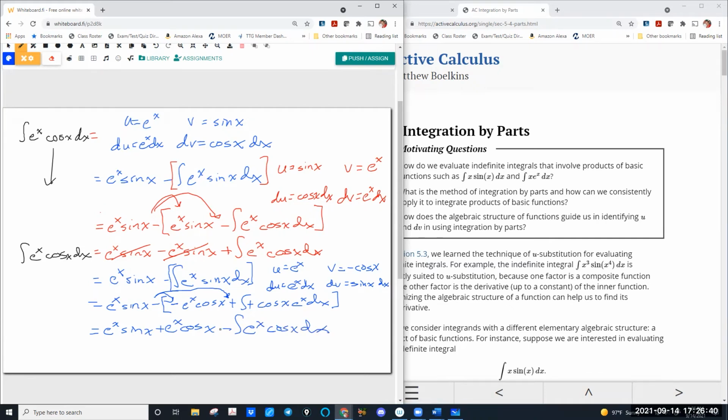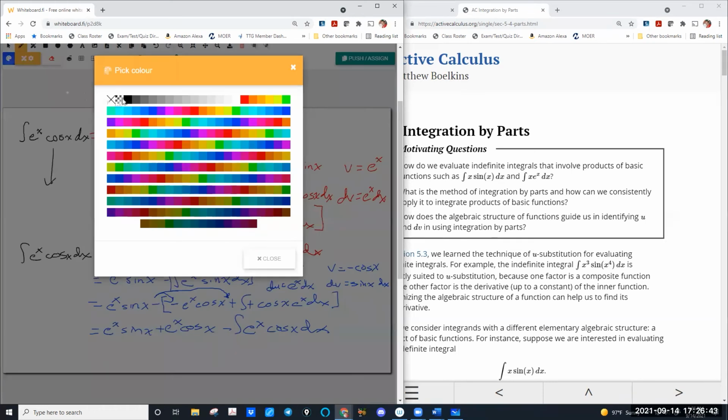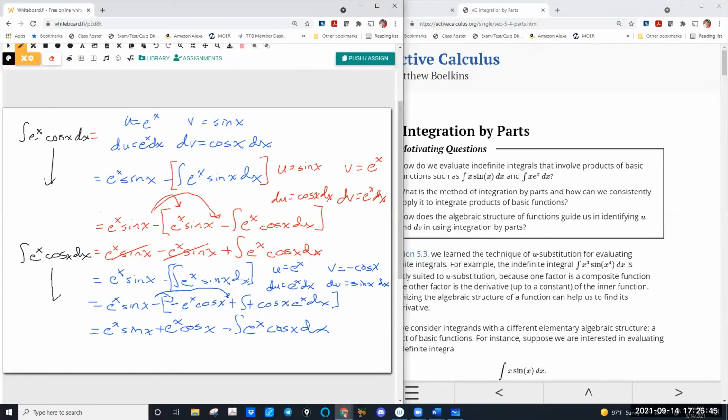Now, this is going to be more useful to us because, again, look at where we started: the integral of e to the x cosine x dx. What we're going to do is take this guy and add it to both sides. We're basically going to move it to the other side. It's a really cool little trick that's not obvious if you've never seen it before. This is why we're doing this one, because what that does over here is give us two of them.